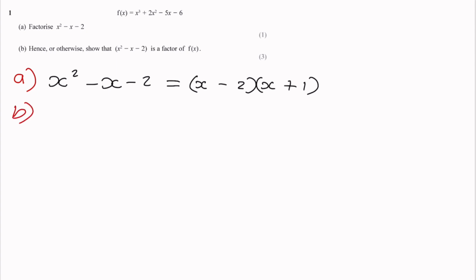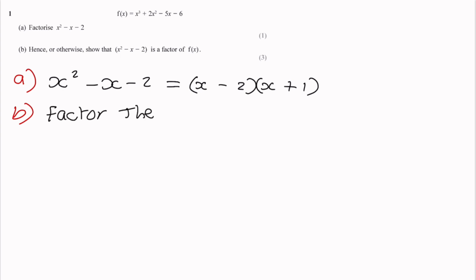1b. Hence or otherwise, show that x squared minus x minus 2, which we looked at in part a, is a factor of f of x. We have shown in part a that x squared minus x minus 2 can be written as x minus 2, x plus 1. So if we can show that x minus 2 and x plus 1 are factors of f of x, then we can show, as the question asks, that x squared minus x minus 2 is also a factor of f of x. So we're going to use the factor theorem to prove that x minus 2 and x plus 1 are factors.